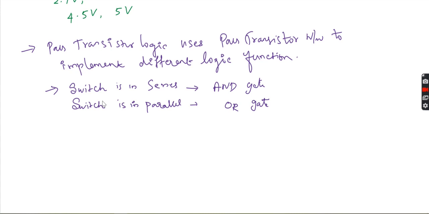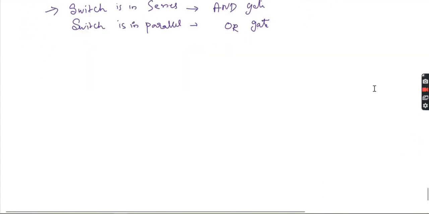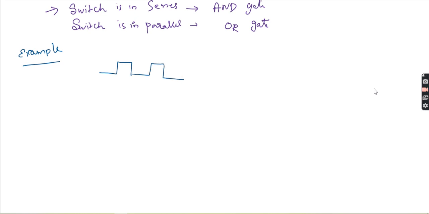Okay, so you can even implement some different functional networks also. In simple terms, series is AND, a series AND gate. So let me put the examples here. See, pass transistor. Now, two input, right? This example is a two input AND gate.